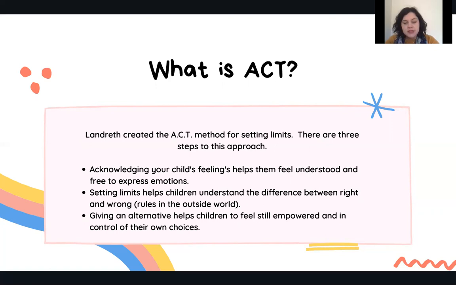The second step is setting the limit. This helps children to understand the difference between right and wrong. And the third step is giving an alternative. So we're not just saying no, that's it, and it's just left. We're finding a way for them to still be able to do what they want to do, but in a safe way. You give an alternative, and this helps children to still feel empowered and still in control of their own choices. They're still able to do what they want to do, but in a different way. We're not just saying a firm no.